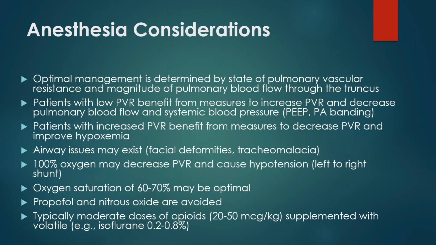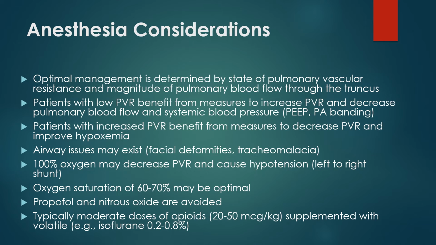And a lot of times, if you're looking at children in the OR and you're trying to figure out what their tissue perfusion is, a lot of that has to do with what you're reading on your end-tidal CO2. Airway issues can exist in all of these patients: facial deformities, tracheomalacia. So an airway is not a guaranteed thing. 100% oxygen can decrease PVR and cause hypotension, so you have to be careful. Oxygen sat of 60 to 70% may be optimal, which is a little bit of a stretch.